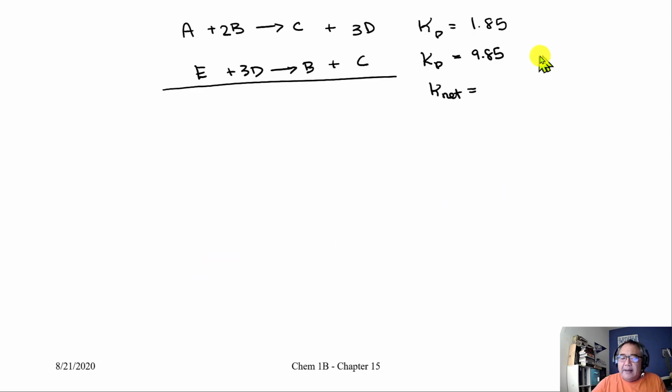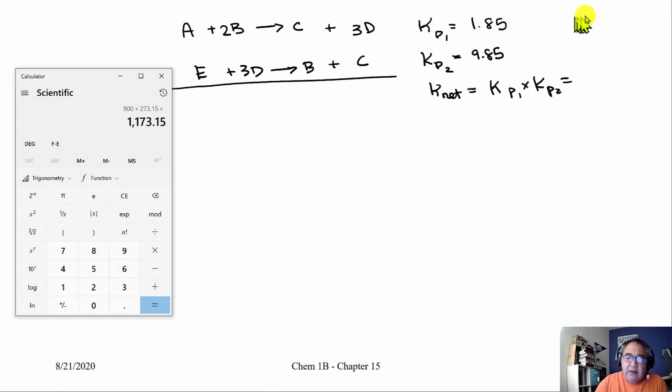So I thought I'd do one more example. Let's say you have these two reactions and you wanted to know what the new equilibrium constant was. You can look at these two reactions, add them up, and get a net reaction. But K net is going to be Kp1 times Kp2. And so that ends up being, pulling out my fancy calculator, 1.85 times 9.85, and that comes out to 18.2.